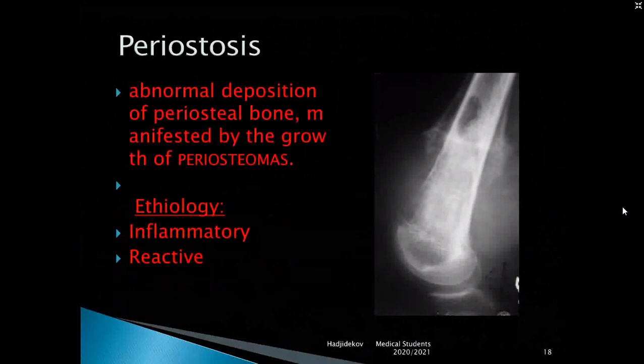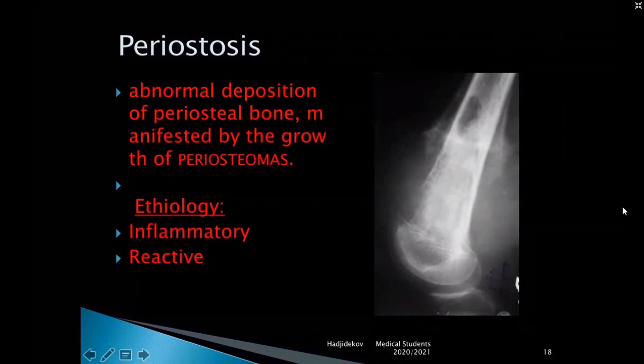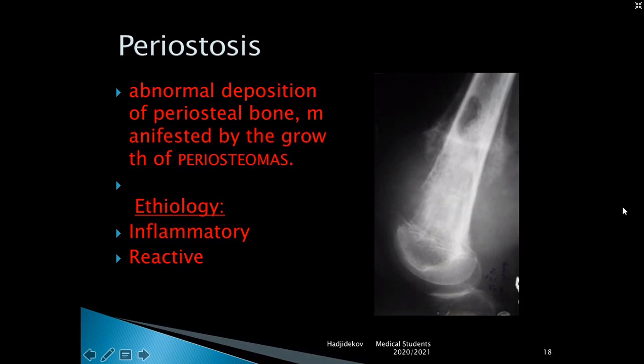So we are moving to the next pathological process, which is very important. It's called periostosis. And in periostosis, we have a deposition of periosteal bone, which manifests by growth of some periostomas. So something is growing into the periosteum. And the etiology could be either inflammatory or reactive due to some tumors, for example. So there are different patterns, different types of periostosis that we will discuss on the next slides.